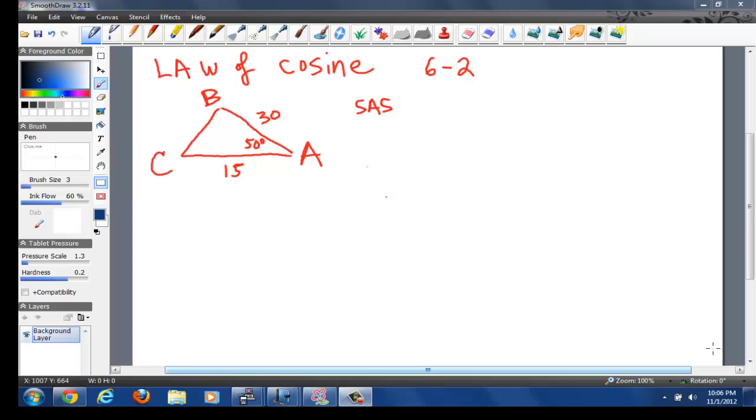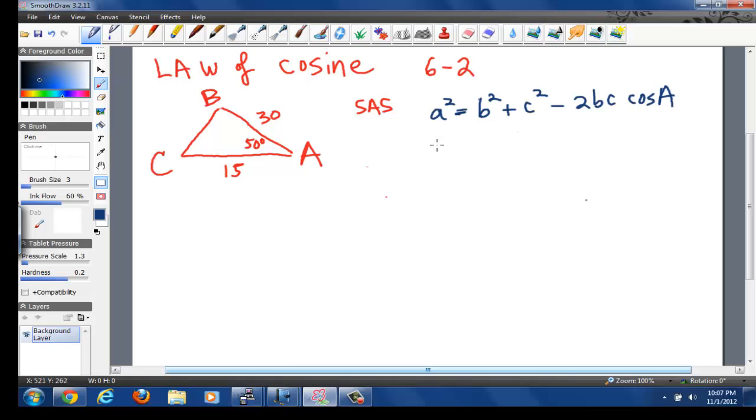So this problem deals with the law of cosines, and we have a side of 30, another side of 30, and the angle A is 50 degrees. The formula that we're going to use for this problem is the standard formula: A squared is equal to B squared plus C squared minus 2BC cosine of A.